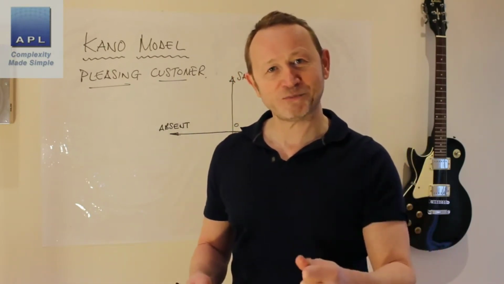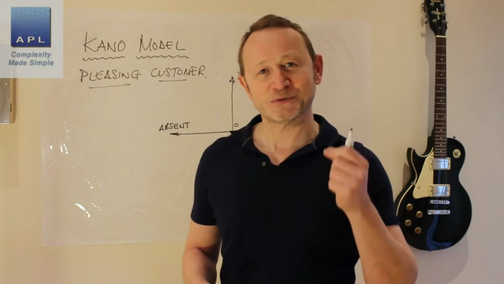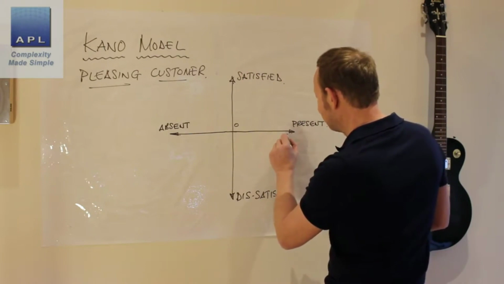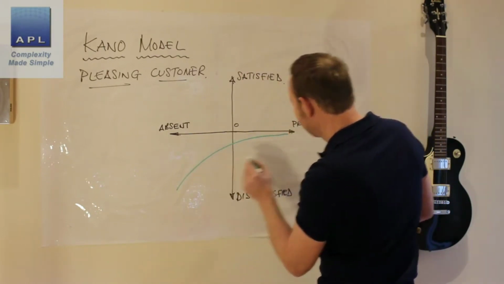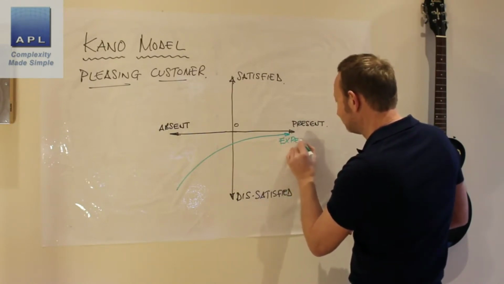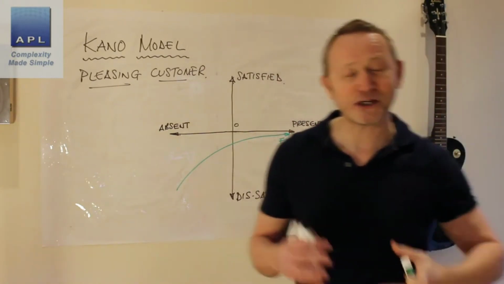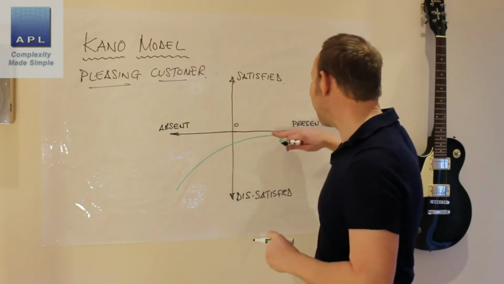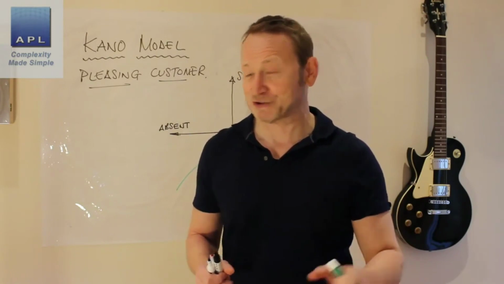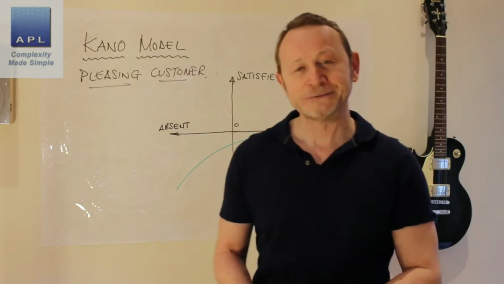Now the problem with expected quality, the only thing expected quality can do is piss your customers off. So typically what you get here is this response from expected. So this is the expected quality. If it's present, it's not going to satisfy. You're going to get a neutral response if everything they expect is present. So they're not going to ask for this. This is just expected quality. If it's missing, you're just going to piss people off.